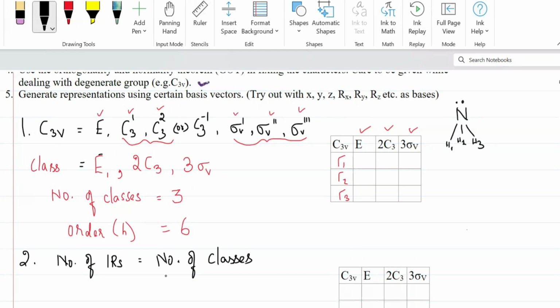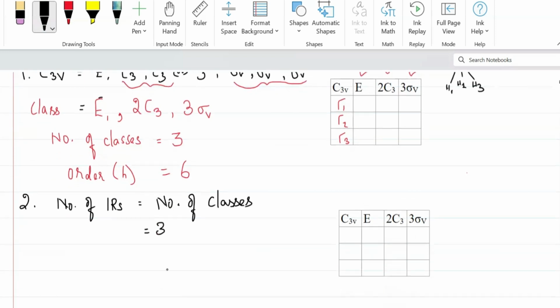Okay, so the number of classes is actually 3. So the irreducible representations will be 1, 2, and then 3. So these are the 3 irreducible representations. Okay, so we have got this one and we have written this table. Next, we are going to evaluate the dimensions or the characters of the irreducible representations.